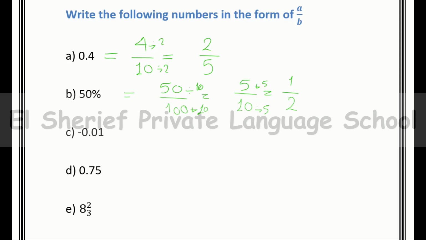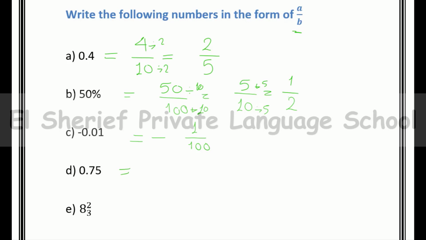Letter C, negative 0.01. I want to get it in the form of A over B. Okay, put the negative sign. After that, 0.01 is equal to 1 in the numerator, and the decimal point after 2 digits, so here I have 100. Okay, it's finished. Negative 1 over 100 in the form of A over B.